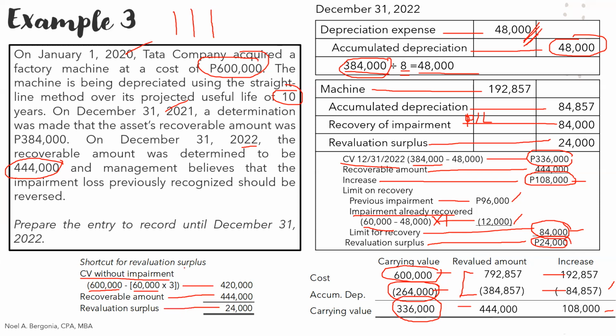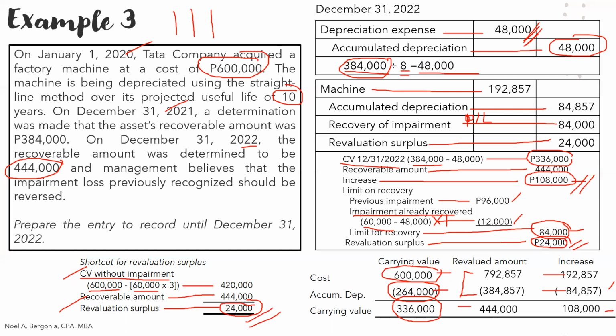Sir, palagi bang yan yung case? Yes, it's proven and tested na ito po yung mas tamang balance ng revaluation surplus, the comparison between the carrying value without impairment and the recoverable amount on that period being covered. Okay, so dito kung sakali man na hindi 24,000 yung nilagay mo as revaluation surplus, nilagay mo 108,000, so mali ka kasi ang dapat is only 24,000.